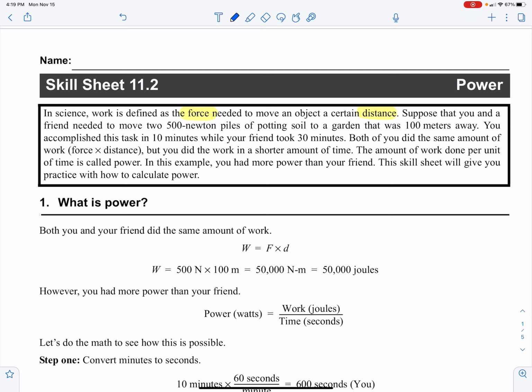Both of you did the same amount of force times distance, same amount of work, but you did it in a shorter amount of time. The amount of work done per unit time is called power. In this example, you had more power than your friend. This skill sheet will give you the practice in how to calculate power.